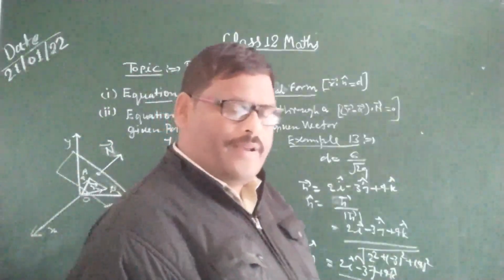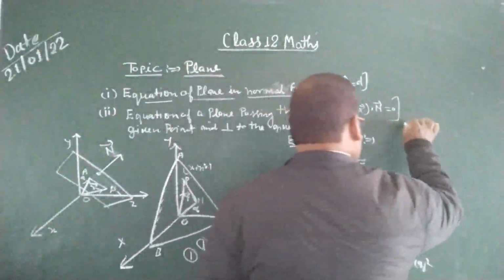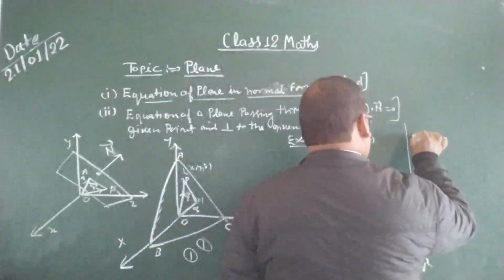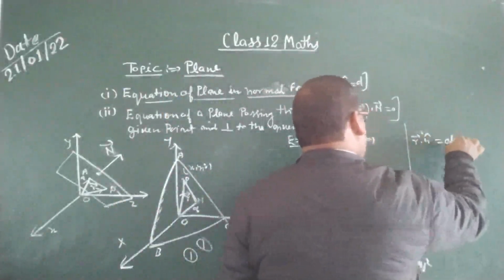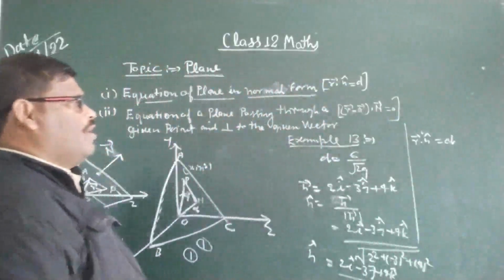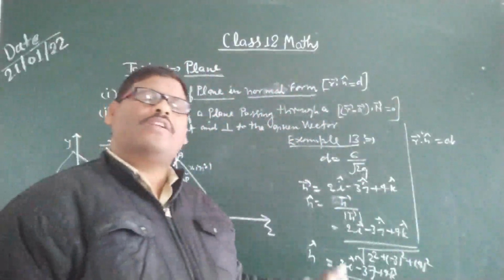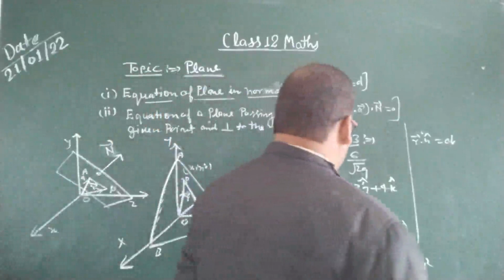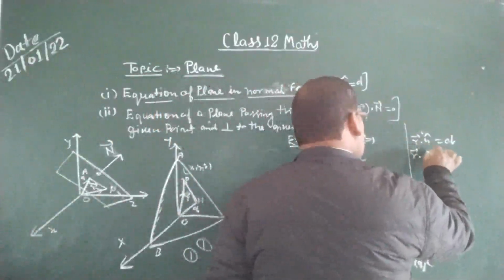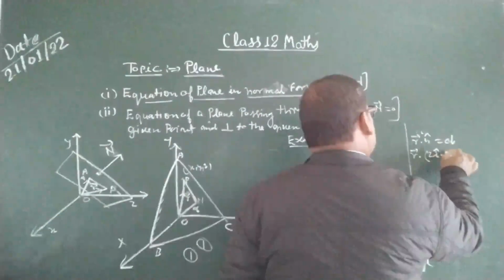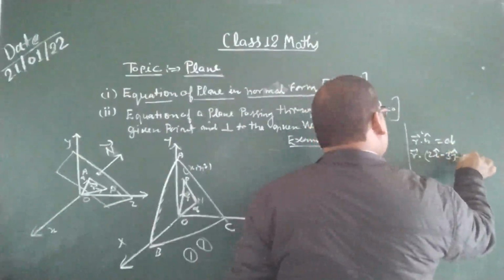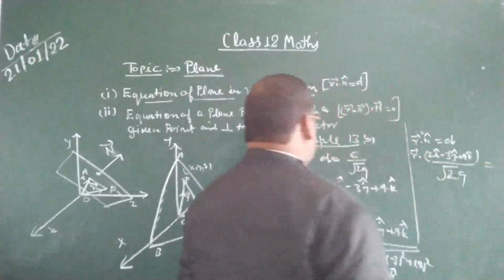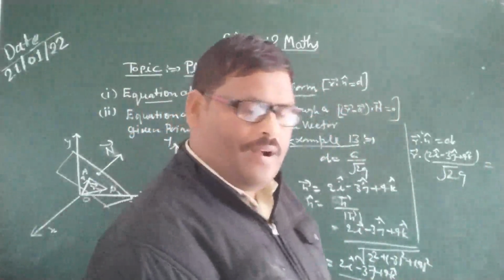Now we find the equation of the plane. As you know, in the normal form the equation of the plane is vector r dot n cap is equal to d. Now putting the value of n cap and the value of d. What is the value of n cap? That is r dot 2i cap minus 3j cap plus 4k cap by under root 29, which is equal to d. What is d? d is given as 6 by under root 29.